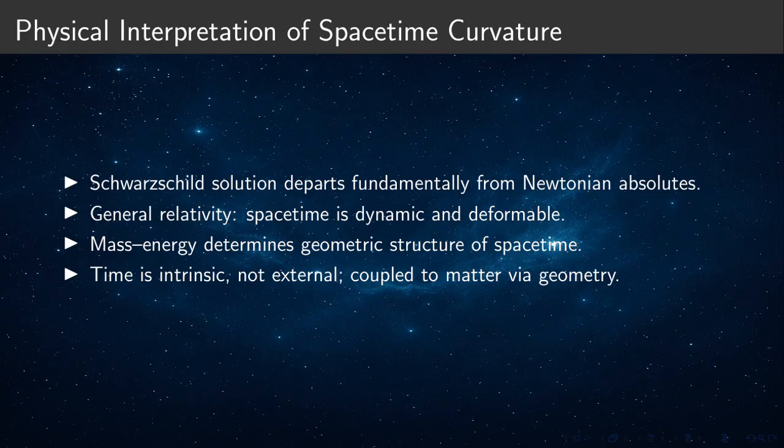Physical interpretation of spacetime curvature. The Schwarzschild solution represents a fundamental departure from Newtonian physics, in which time was considered absolute and universal. In contrast, general relativity demonstrates that spacetime is dynamic and deformable, with its structure determined by the presence of mass and energy. Time is therefore not an external parameter, but an intrinsic component of the physical universe, coupled directly to matter through the geometry of spacetime.